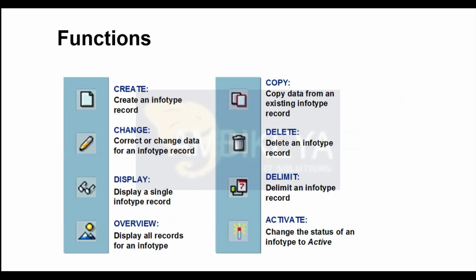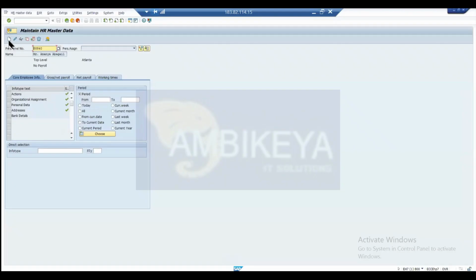So now we'll talk about some functions. In OM objects, we can create, change, display, overview, copy, delete, delimit, and activate OM objects. I'll show you on the screen. So you can create, edit or change, display, copy, delimit, delete, and see an overview. These are the different functions.